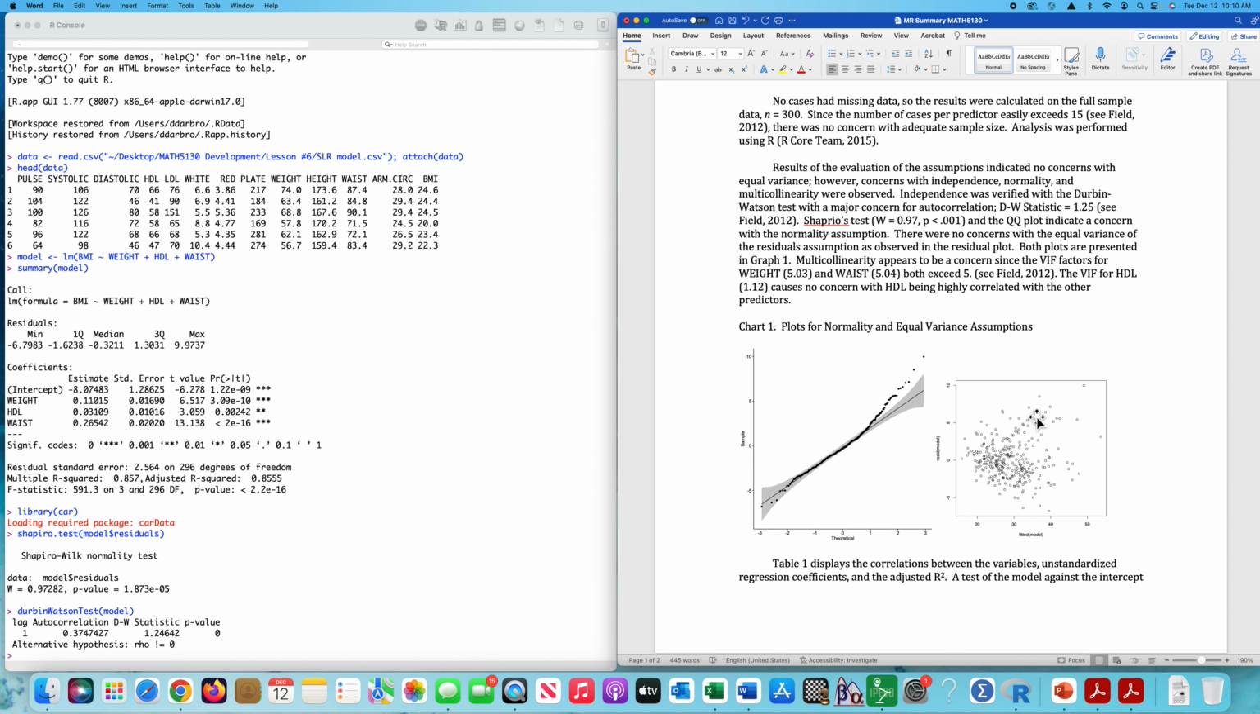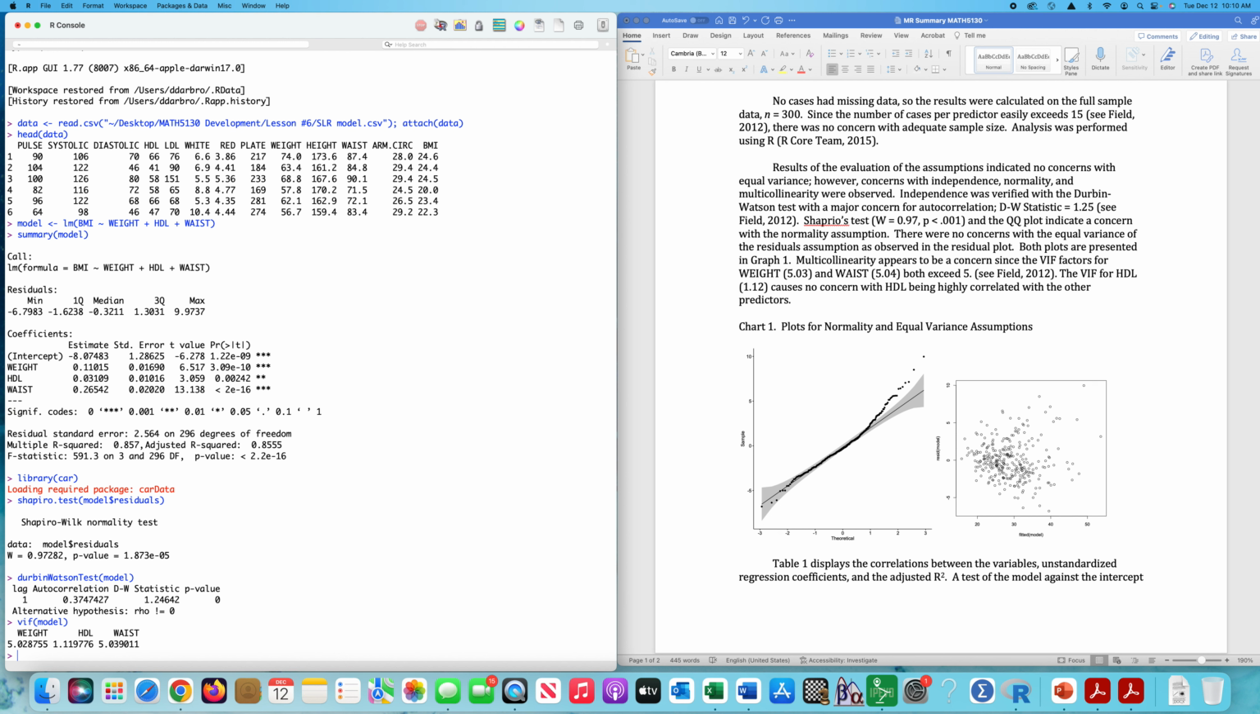Again, no real concerns with equal variance. When I run my VIFs, remember, VIF is the variance inflation factor, and the red flag is if any of them are above 5. I run the VIFs for my model, and weight and waist emerge higher than 5.00. My bad, so let me restate that.